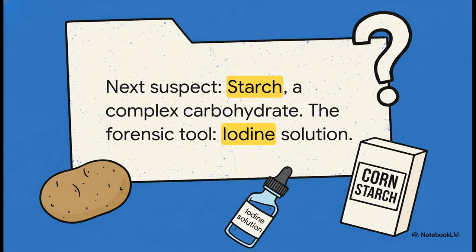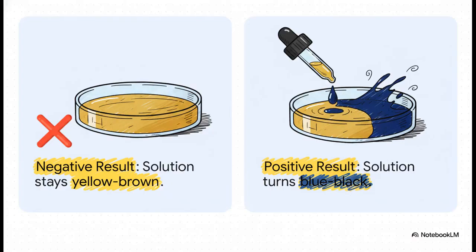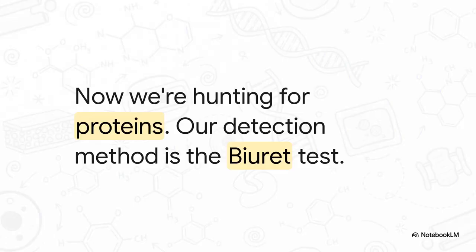This time, we're on the hunt for starch, which is a more complex carb you'd find in things like cornstarch or potatoes. For this one, all we need is a simple iodine solution. This test is super straightforward. If the solution stays its normal kind of yellow-brown color, no starch. But if starch is present, the iodine reacts and turns this deep, unmistakable blue-black. You can't miss it.